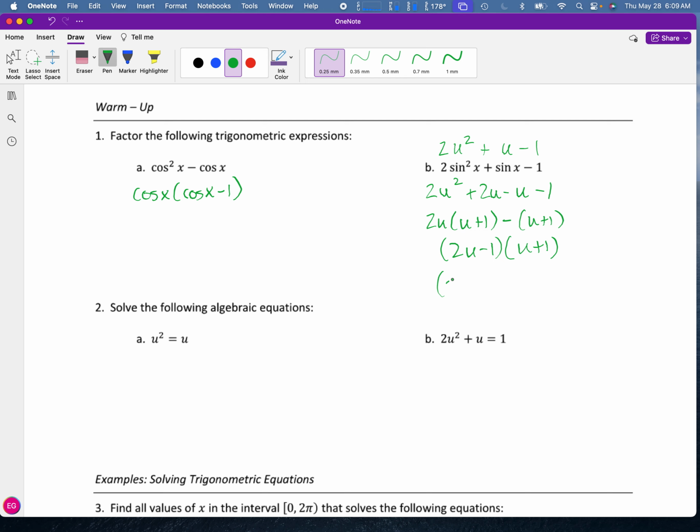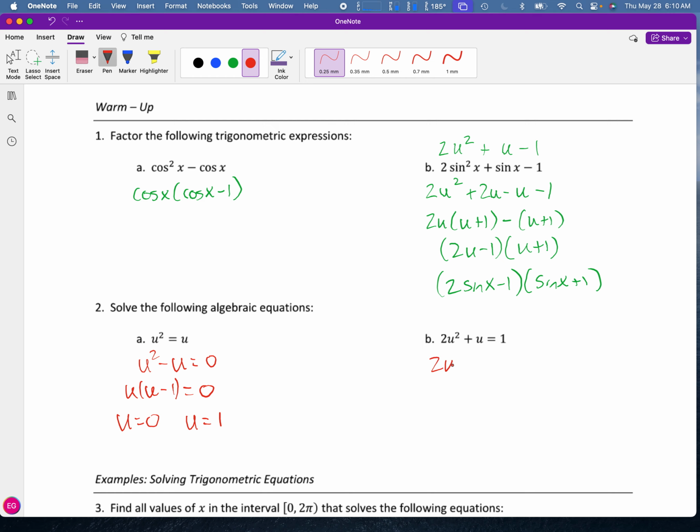And then we just resubstitute back in, right? So 2 sine x minus 1 and sine x plus 1. And so that would be fully factored. For the second one, you're just solving. So remember, when we are solving, we're almost always setting it equal to 0, factoring and solving. So for this one, we would move the u over, factor a u out, and then we would be able to say, hey, u is going to equal 0 and u is going to equal 1.